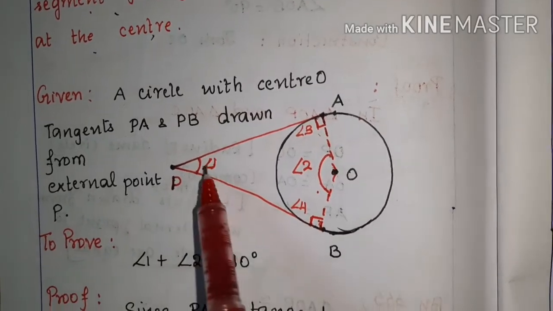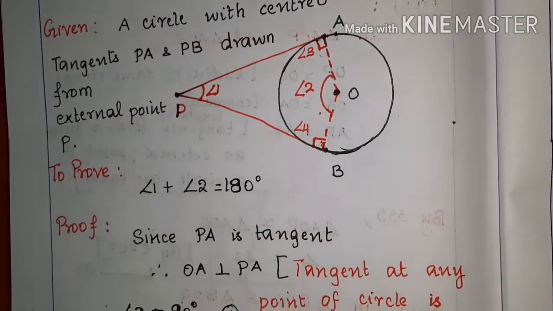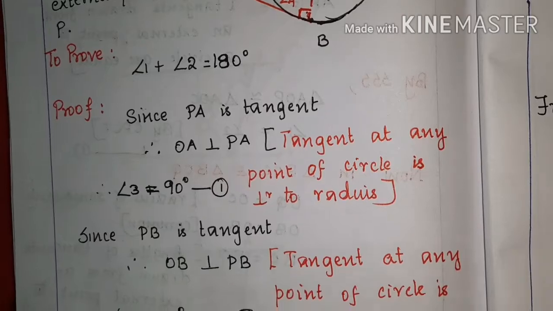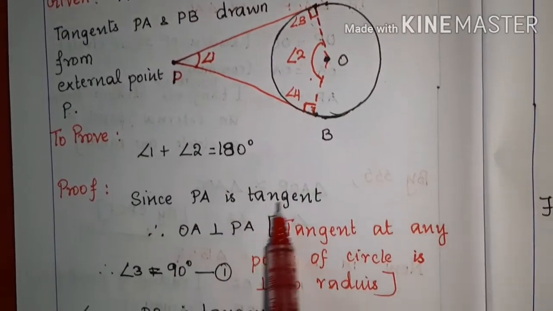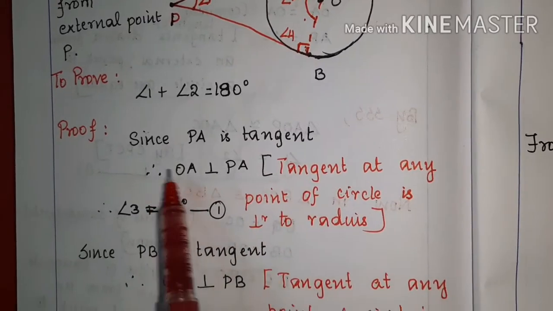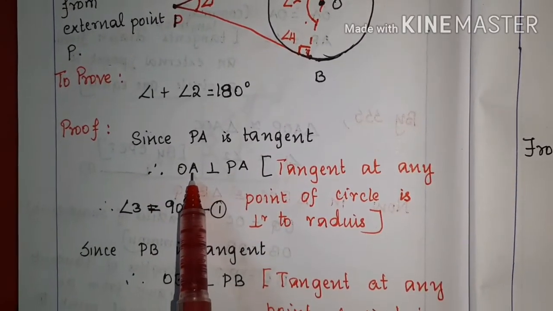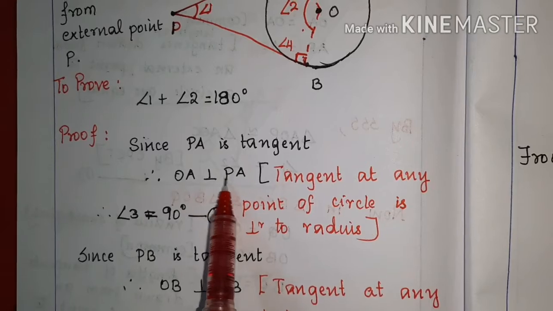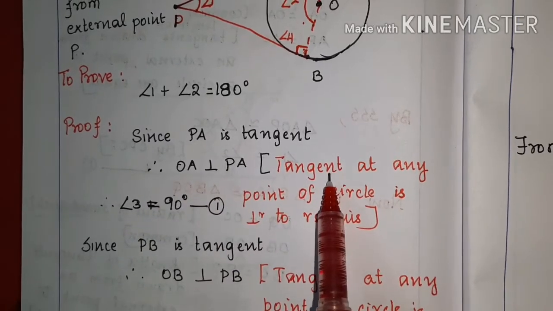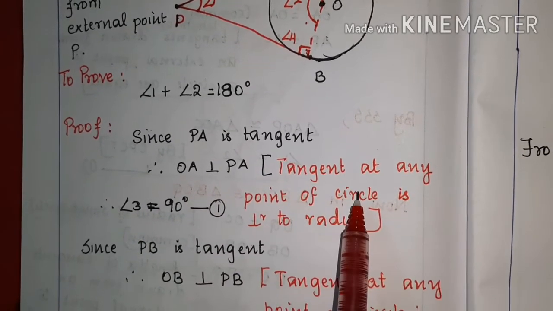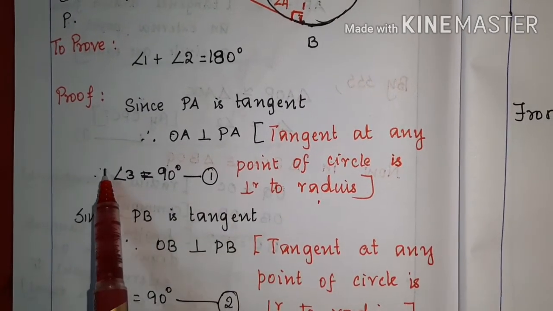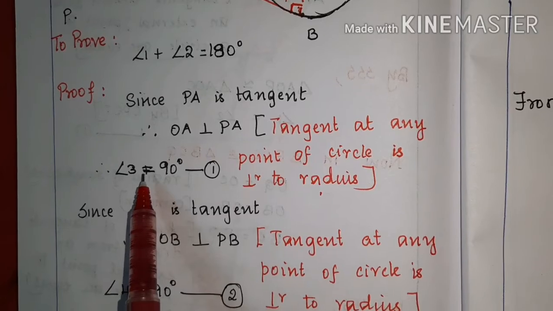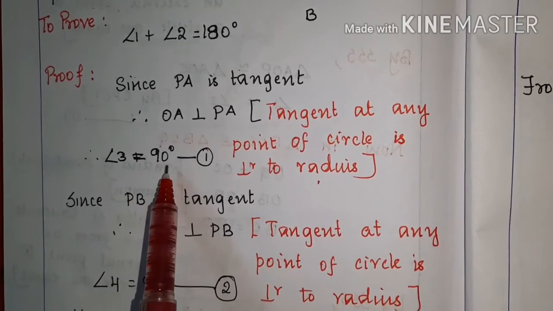What you are asked to prove? Angle 1 plus angle 2 is equal to 180 degrees. Now the proof. So first, since PA is a tangent, therefore it is perpendicular to the radius. This is the radius OA. OA is perpendicular to PA. Write the statement: tangent at any point of a circle is perpendicular to the radius. So by that, therefore the angle 3, you numbered, no? So angle 3 is equal to 90 degrees.